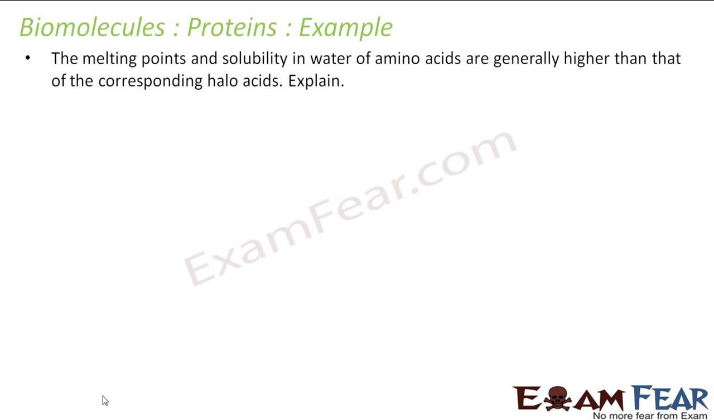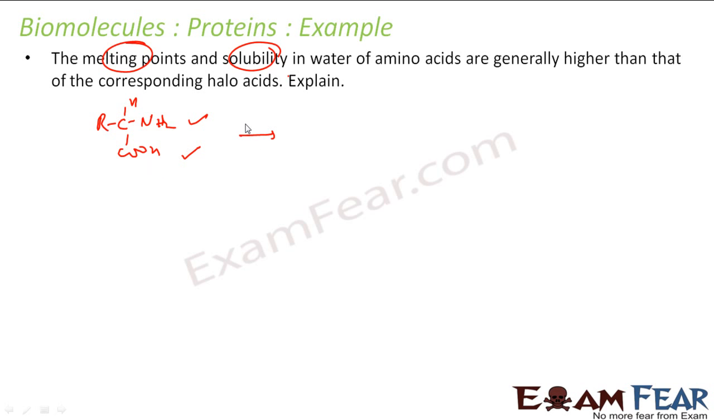Let's take some numerical. The question says that the melting point and the solubility in water of amino acids are higher than that of corresponding halo acids. So I have halo acids and I have amino acids. We have to explain why the solubility and melting point of amino acid is more than halo acid. In amino acid, you have R, C, H, NH2 and COOH. Here, the acidic group and basic group both are attached, the amino group and carboxylic group.